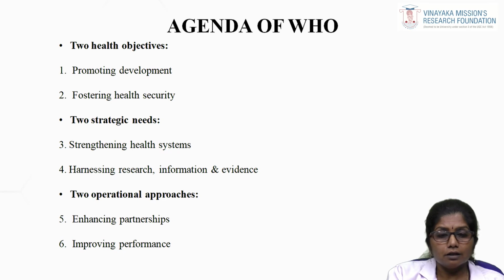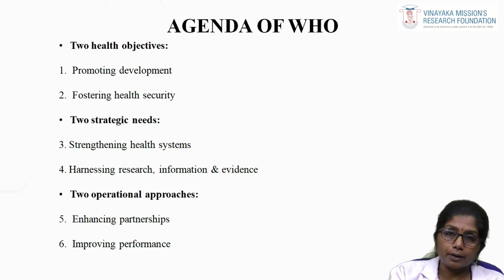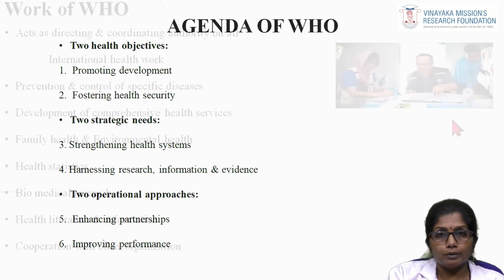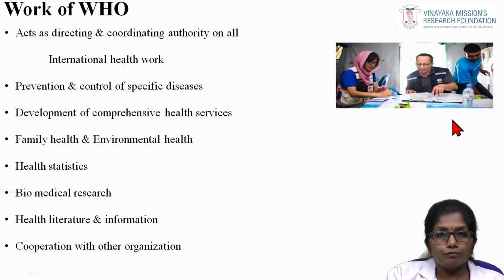Let us see the 2 health objectives of WHO. They are promoting development and fostering health security, and strategic needs involve strengthening health systems, harnessing the research, information and evidence. And the 2 operational approaches of WHO are enhancing the partnership and improving the performance. Let us move on to the work of WHO.